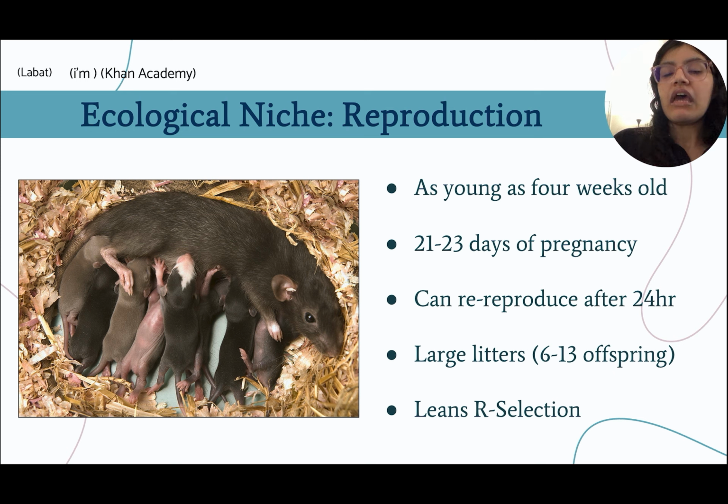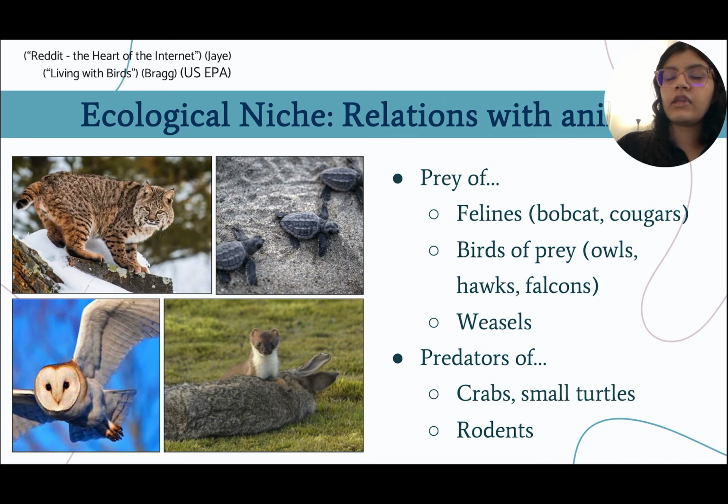400 rats. And they lean towards being an r-selection species because they're smaller animals that produce large numbers of offspring at once, but they don't exactly give much care to their offspring.